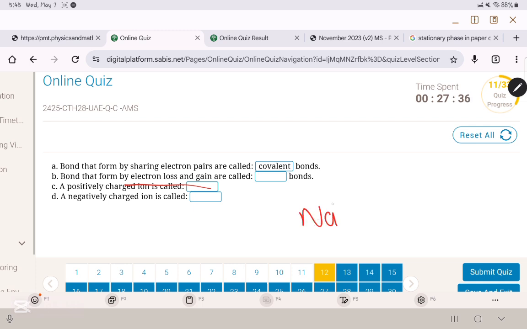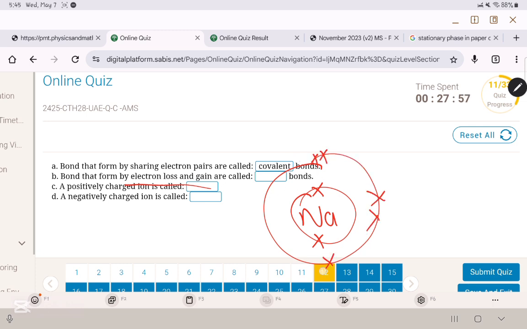For example, you have Na. Na has an electronic configuration of 11, meaning that it's supposed to have 1, 2. So in the first shell, it has 2 electrons. In the second, it has 8. Please don't do this method, I'm just doing it to be a bit faster. And in the last one, it has 1 free electron. So basically, what happens in an ionic bond, it will lose this 1 free electron, and it will give this free electron to what? To the chlorine.